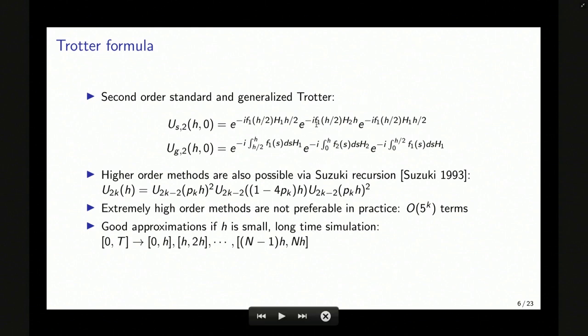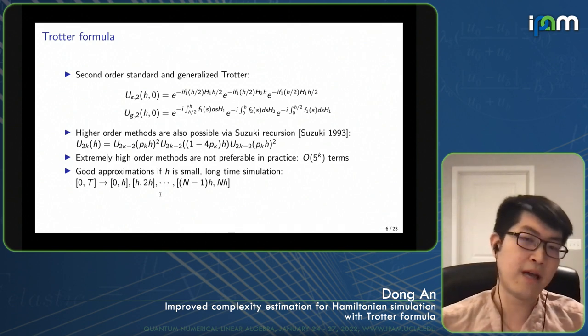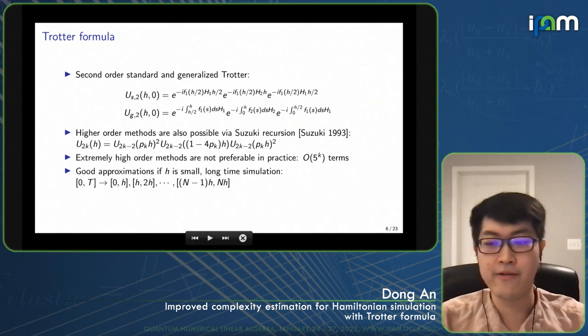So far, what we have talked about is just local approximation, which means that this time, which we will call the time step size h, is kind of small. But if we want to do a long time simulation, the strategy is that we divide the entire time interval into several small time segments. Then on each time segment, we apply the local evolution operator, and we just stack them together. So the global error would be the linear accumulation of the local error. So in the remaining part of this talk, I will mainly focus on the local error.